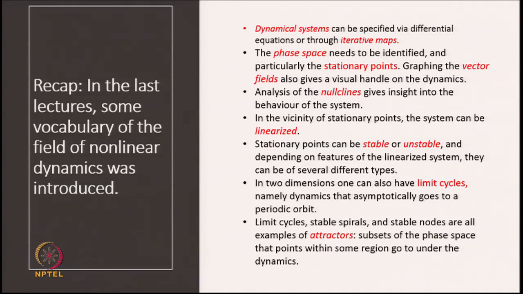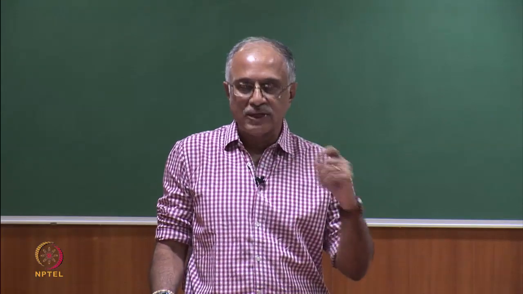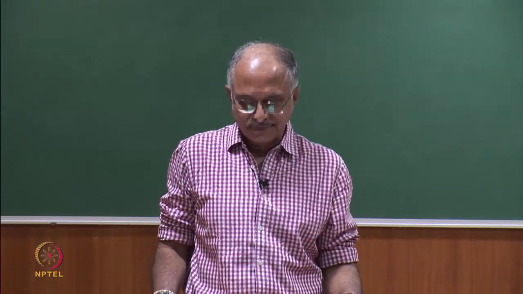Given any dynamical system, it's important to identify the phase space and characterize how the motion goes around in the phase space. In order to do this, first we'd like to know where the stationary points are, namely those points in phase space where nothing happens. A second way of looking at the dynamics qualitatively is to graph the vector fields, namely to see what the velocity is at all points in the phase space, and this gives us a visual handle on how a point might move through the phase space.